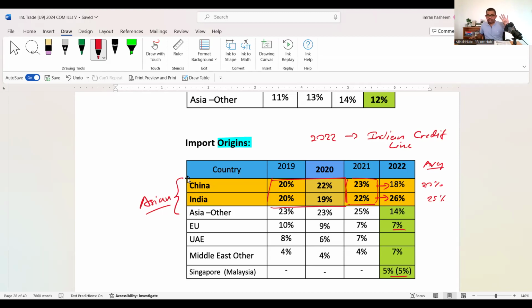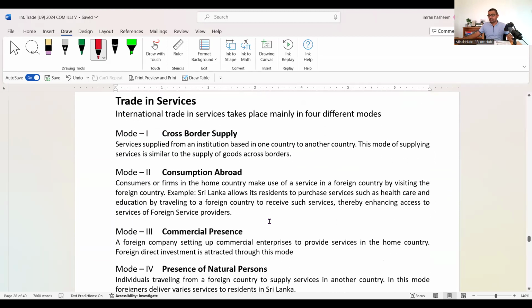Trade in services, there are 4 ways in which it happens. We call them the 4 modes, M-O-D-E-S, modes of trade in services. So let's focus on them now. First mode is cross-border trade. Services supplied from an institution based in one country to another country. This mode of supplying services is similar to that of supplying goods across borders.